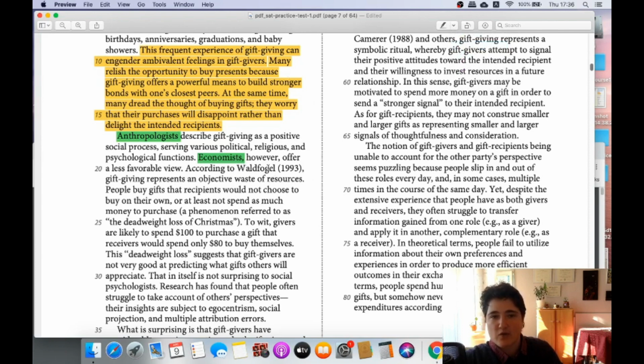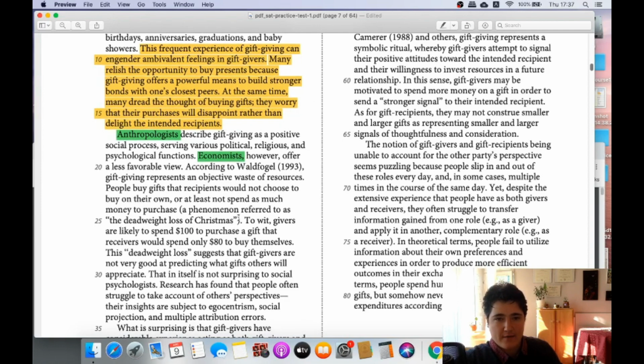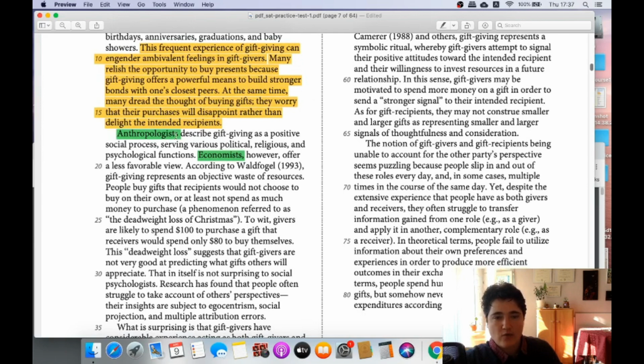So they might ask you questions about economists, so you have to be careful you don't answer about anthropologists. Anthropologists describe gift giving as a positive social process, while economists, however, offer a different kind of view. According to economists, it's a waste of resources, and he describes why it's a waste of resources. So I would underline what anthropologists think.